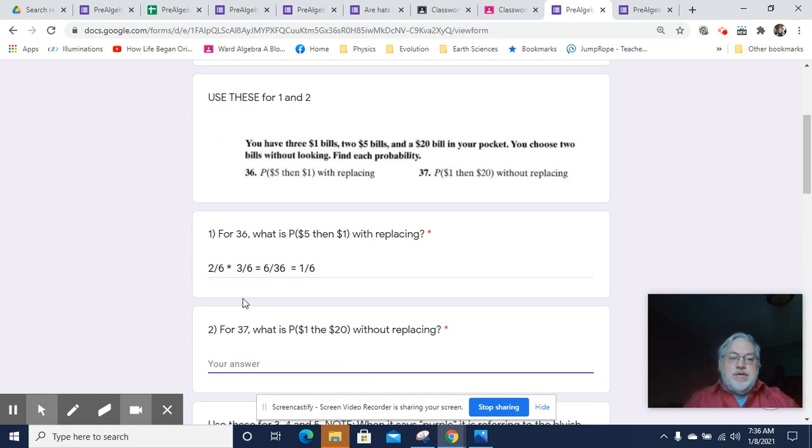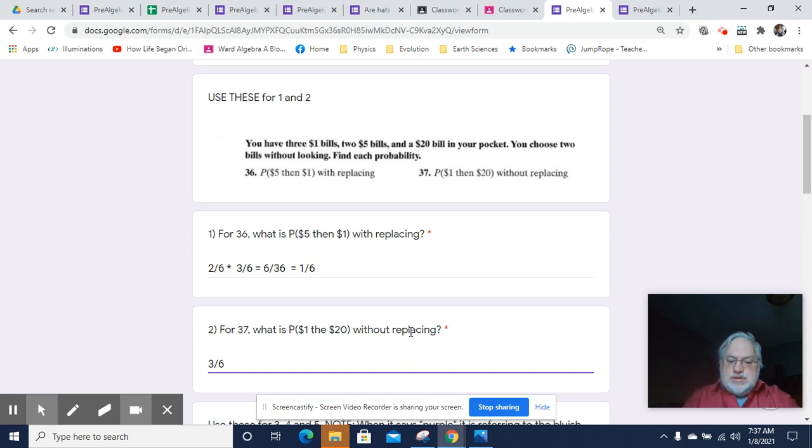Okay. Now for 37, we want to pull a $1 bill and then a $20 bill, but we're not replacing it. So first find the first event, which is a $1 bill. So it's still out of 6 bills in your pocket, and there are 3 $1 bills, so 3 out of 6. Now let's find the probability of the second event, which is dependent on the first event because we haven't replaced anything. In the first case, the events were independent of each other because we replaced. So we're pulling a $20 bill.